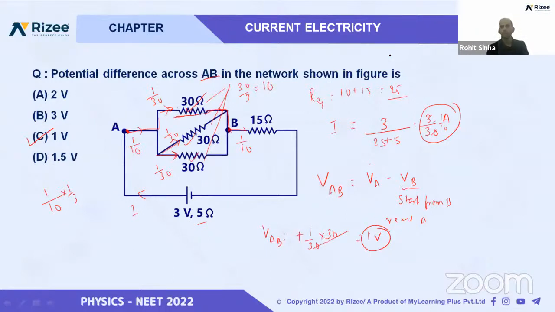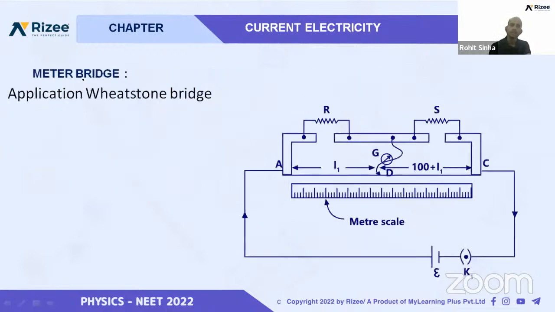Now, this is our last question. For today's warm up, we have practiced some questions. Now we will start with our topic, the theoretical part, and the first instrument we are going to study will be very important, and it is the meter bridge. Let us start with our instrument called the meter bridge. What is a meter bridge? Let me tell you what it is.